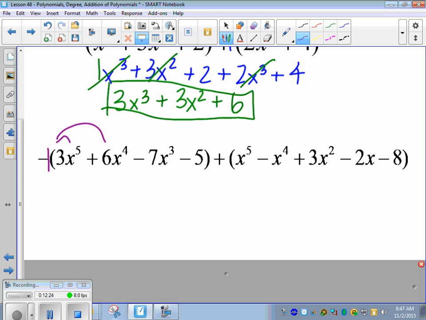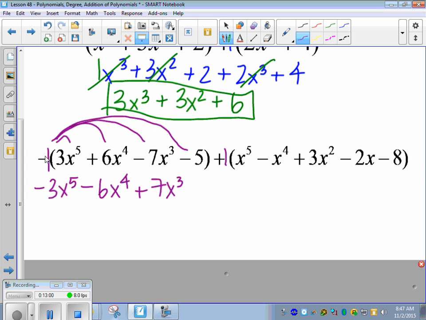If you guys like to do the little arrows, we have to distribute this negative to every single piece to start. And then I have plus, this is really like plus 1 times everything on the inside of here. So we can really just rewrite what's in the second set of parentheses. To start, I'm going to do negative 1 times this stuff on the inside. So I'm going to get negative 3x to the 5th. Negative 1 times positive 6x to the 4th is negative 6x to the 4th. Negative times a negative gives me plus 7x cubed. Negative times a negative gives me plus 5. So my first set of parentheses is taken care of.